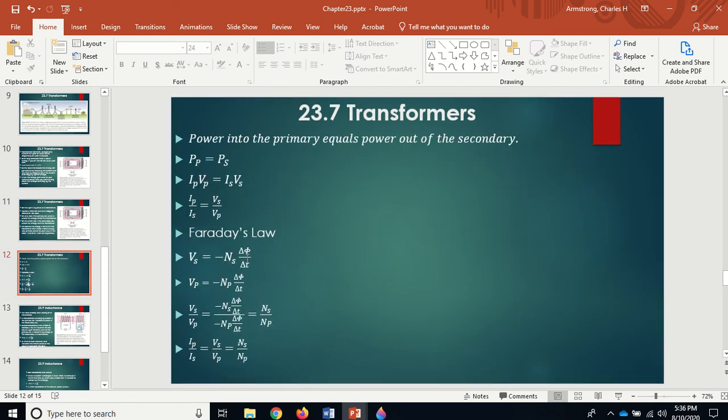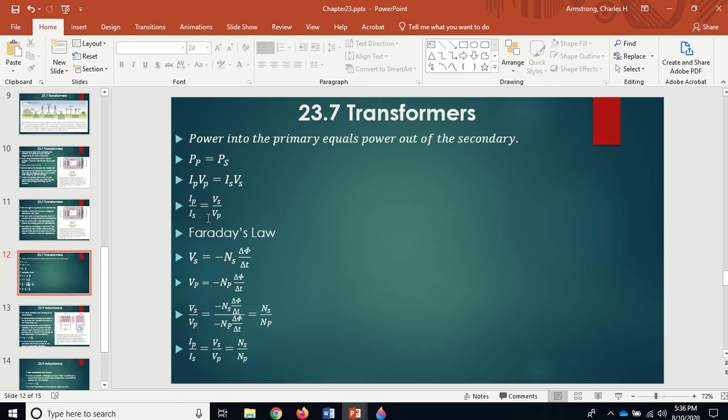Now, the change in flux over change in time, that's the same for both. Because you're changing the flux, that gets transferred over to the other one. So they're going to experience the same change in flux over change in time. So we put these on top of each other. The change in flux over change in time cancels out. They're the same for both. And then the minus signs will cancel out too. So we're left with the ratio of the secondary voltage over the primary voltage is equal to the number of turns in the secondary divided by the number of turns in the primary.